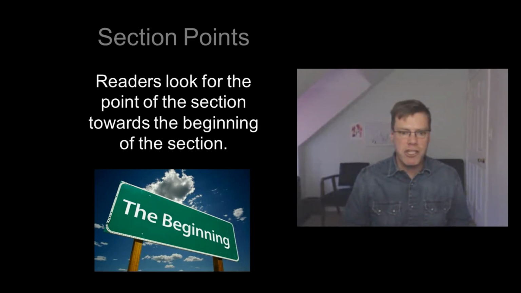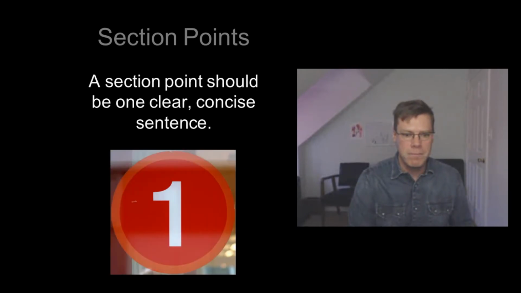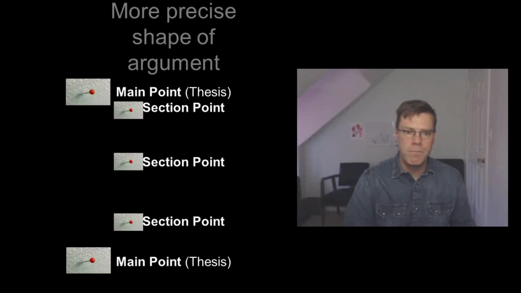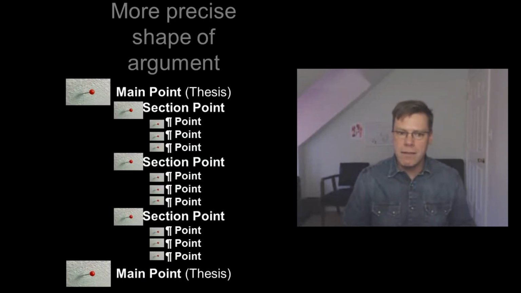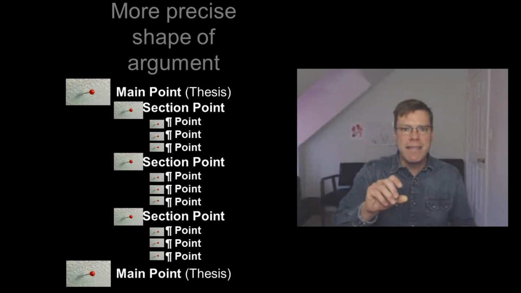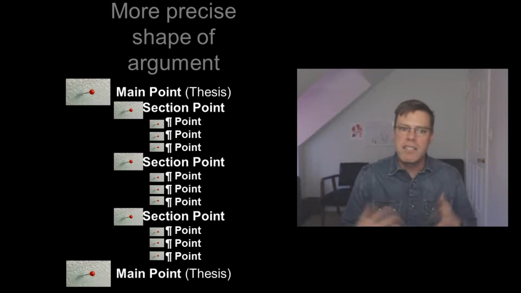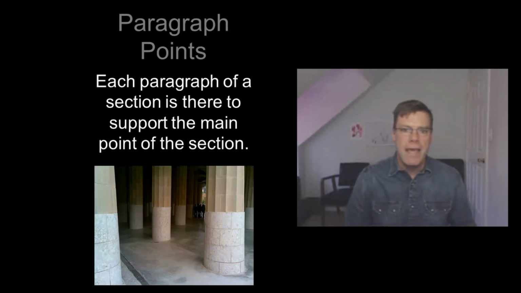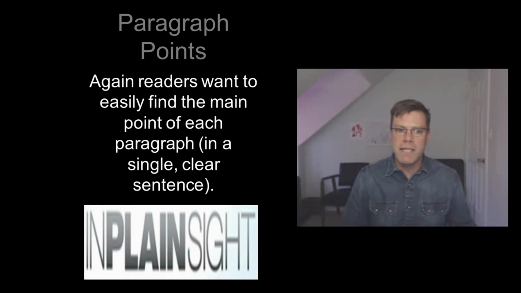Readers look for the point of the section towards the beginning of the section. A section point should be one clear, concise sentence. And then, supporting each section point is a paragraph point. Right? So again, we've got this deeper level, our deep foundation that's supporting the section point. Each paragraph of the section is there to support the main point of the section. Again, readers want to easily find the main point of each paragraph in a single clear sentence. They don't want to have to hunt for it. And if they do, you lose them.